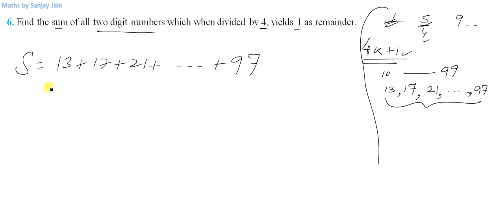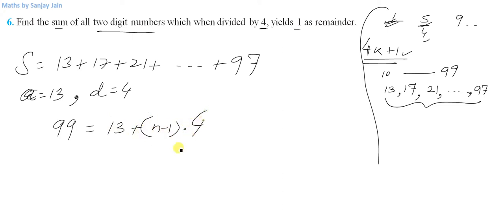Okay, now first term is 13, common difference is 4. What is the number of terms? I'll put 99 equals first term plus n minus 1 into d. So n minus 1 into d, that is 4, is equal to 99 minus 13, which will give me 6 here and 8 here. So n minus 1 is equal to 86 by 4, right?